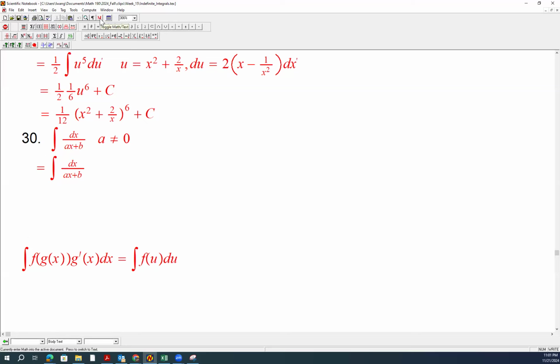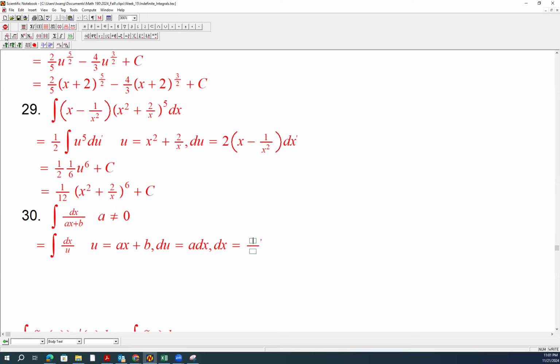So we're going to introduce u equals ax plus b. So du would be equal to a times dx. Because a is not 0, we can solve for dx. So dx equals 1 over a du. Okay, so dx will be replaced by 1 over a du, and this side is the substitution.